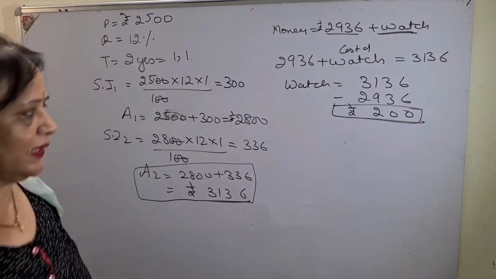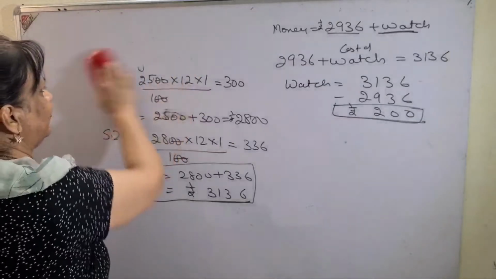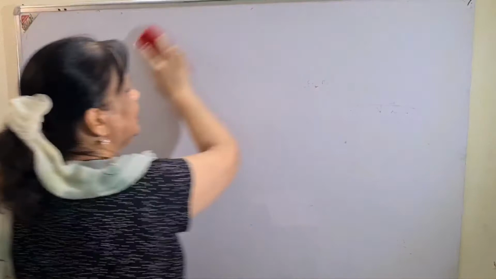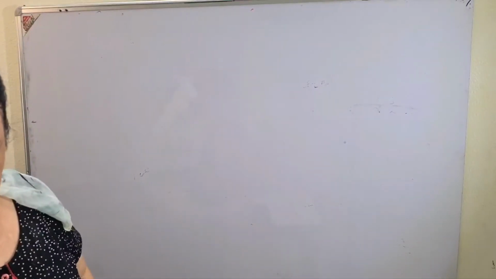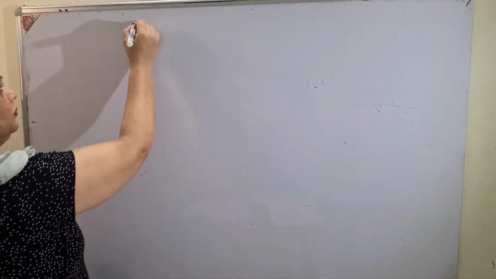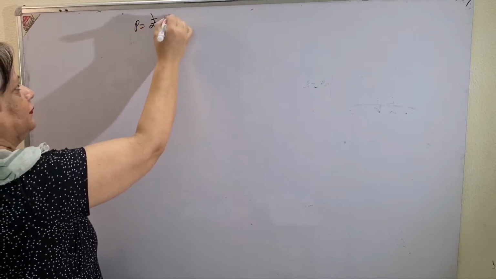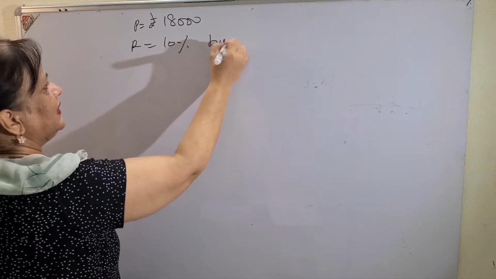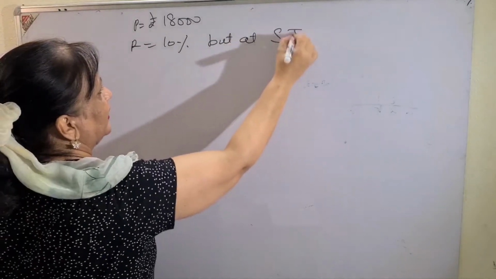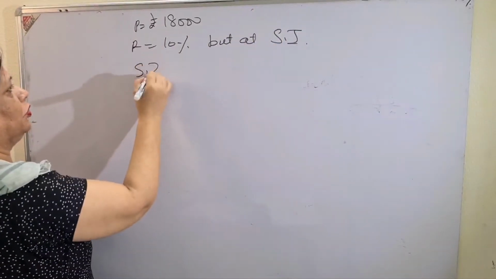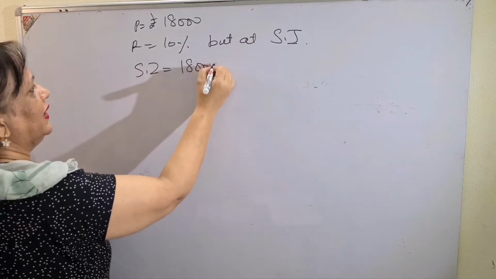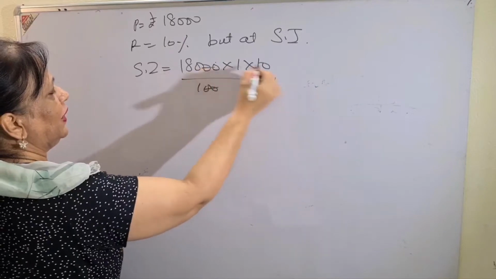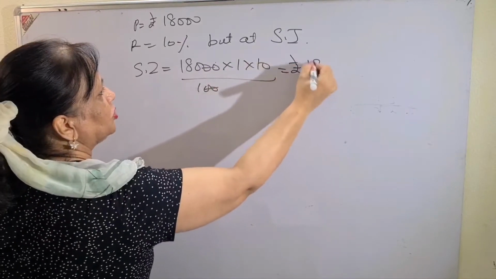Govind borrows rupees 18,000 at SI. A little different question, so I wanted to discuss it with you. Otherwise, everything is the same. He said that the money has been borrowed, rupees 18,000. Principal is rupees 18,000. Rate is 10%, at SI, sorry, simple interest. The simple interest formula, you know, is very easy. For 1 year he has said, so 1 into 10 upon 100. So simple interest, he got the interest to be 1800.